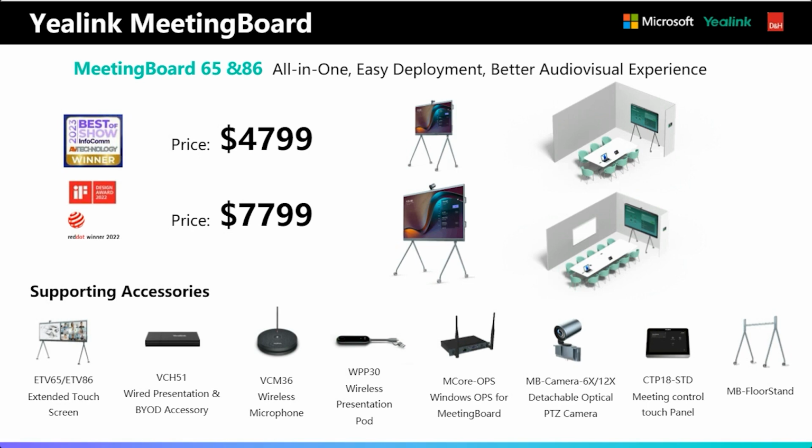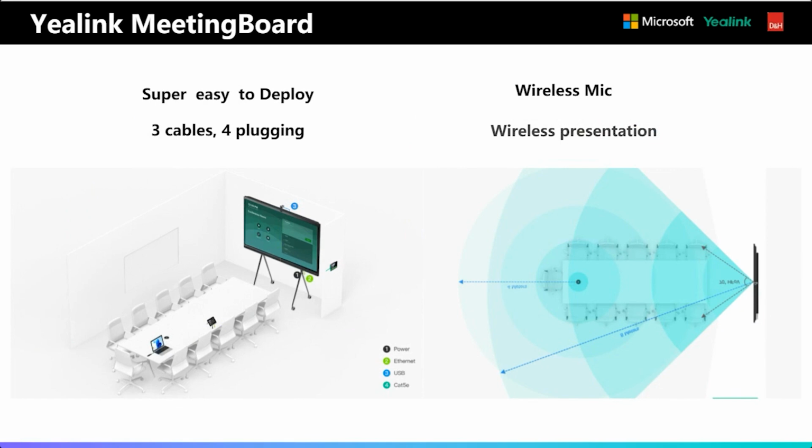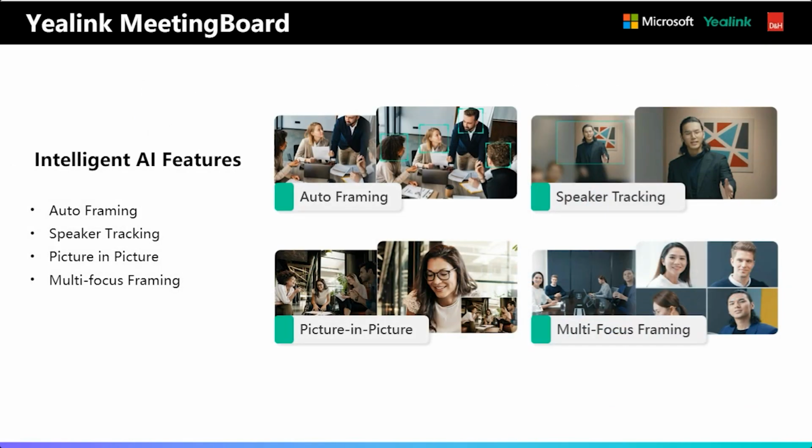And we have a lot of accessories you can add, such as a wireless microphone, a wireless dongle, and even an extended camera to show more powerful abilities in the meeting rooms. And as I just said, it's very easy to set up, with very powerful functions that you can use. At the same time, all the Yealink all-in-one devices come with the AI features that Microsoft is now mostly using in meeting rooms.